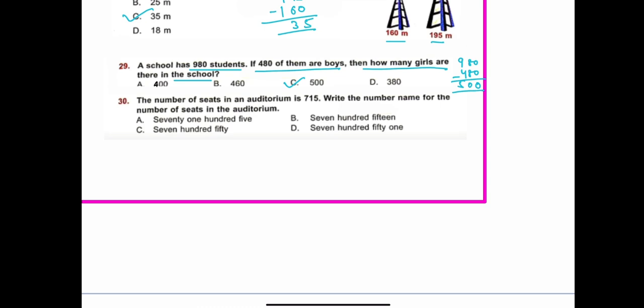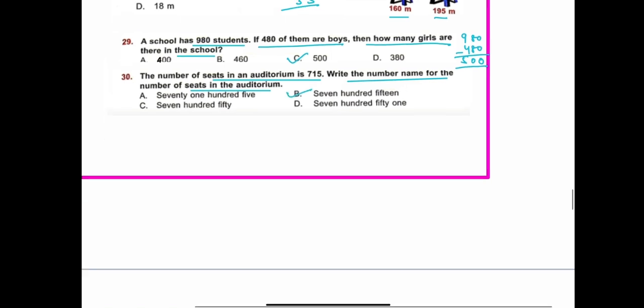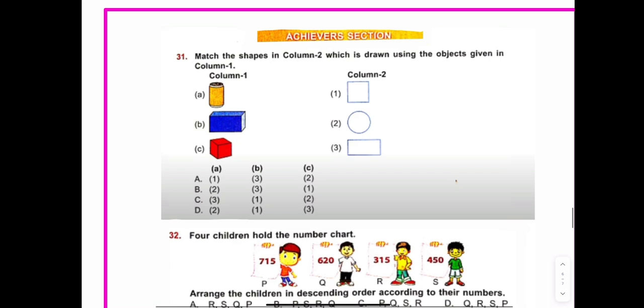Question 30. The number of seats in an auditorium is 715. Write the number name for the number of seats in the auditorium. Okay, 715. So it is option B. Next we have achievers section.